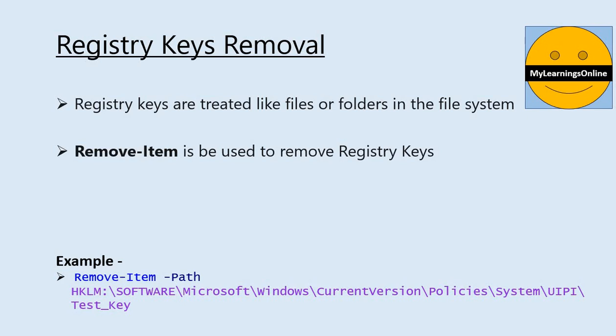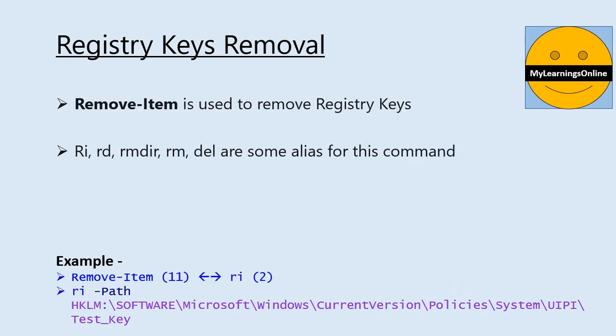In example, we are trying to remove a registry key specified under path parameter. RI, RD, RMDIR, RM, del are some alias for this command. As you already know, I always encourage to use alias because they reduce code write time and code length itself. By just seeing this example, you can easily know how alias reduce code write time and code length. Command has 11 characters, but its alias has only 2 characters.